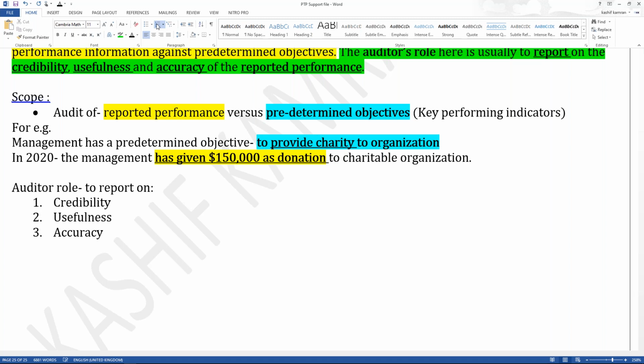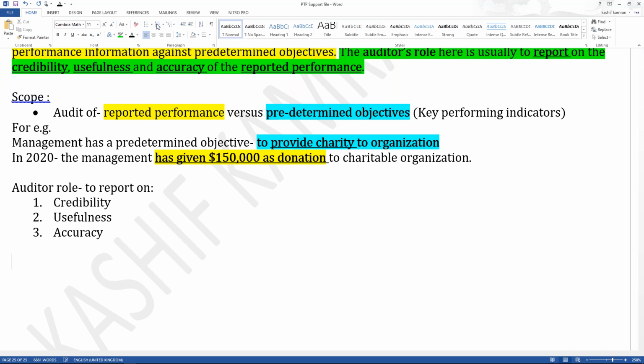We know lots of companies do corporate social responsibility, and lots of companies publish corporate social responsibility as part of their annual report because the users take interest in it. And is it accurate? Is $150,000 accurate? So you need to verify that. You need to perform procedures on that. So the auditor's role is to report on the credibility, the usefulness, and the accuracy of the reported performance, which is the $150,000 donation.